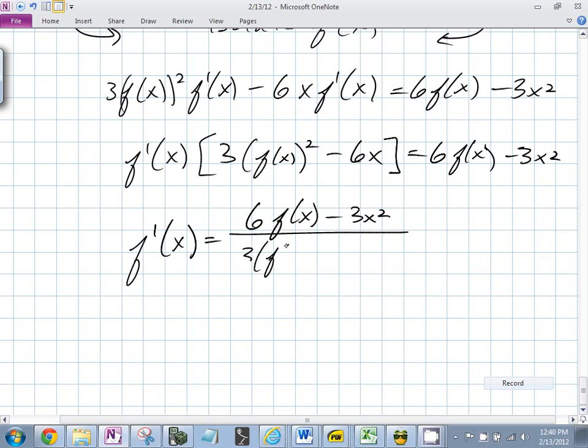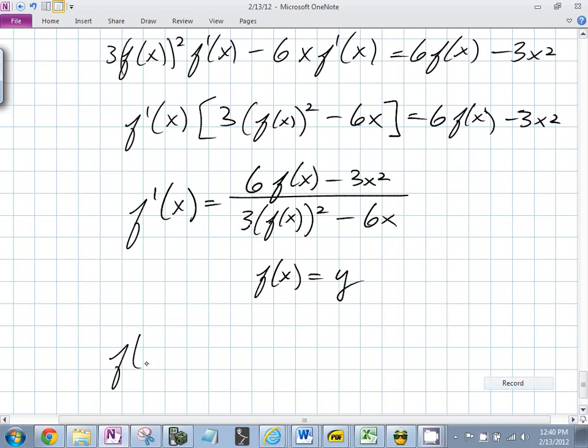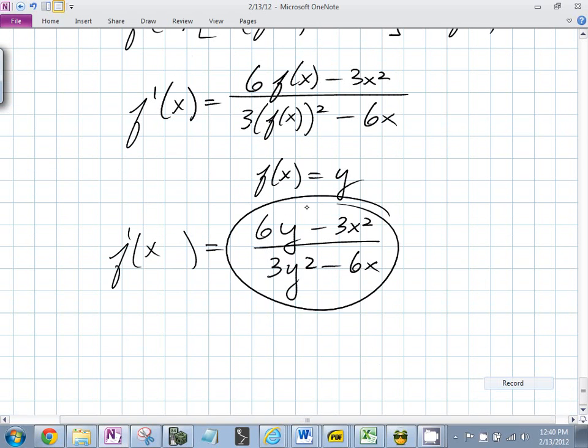3f of x squared minus 6x. But again, what is f of x? It's y. So what do we end up with? f prime of x is equal to 6y minus 3x squared all over 3y squared minus 6x. Now here's the thing. This statement is in terms of x and what? x and y. So the way you write this is f prime of x and y. You're doing the derivative. You need x and y.